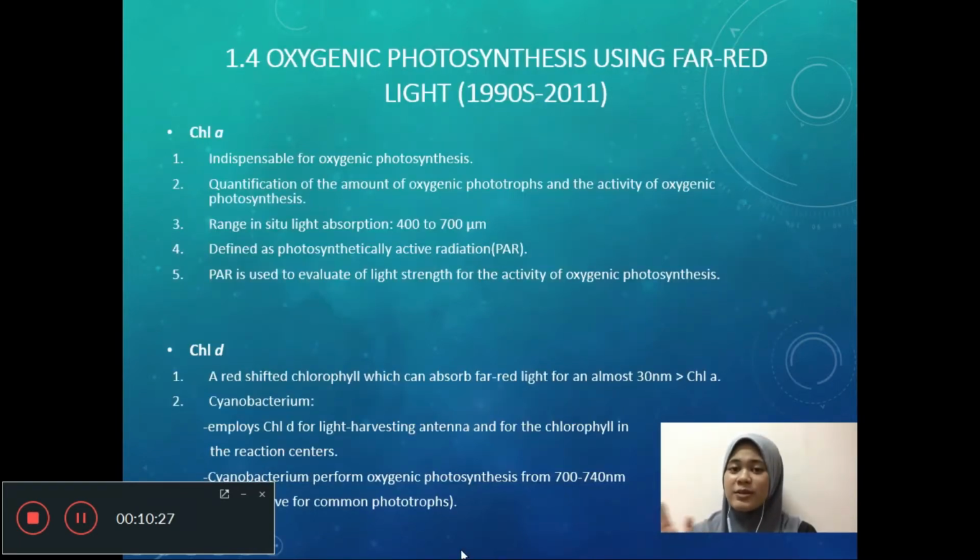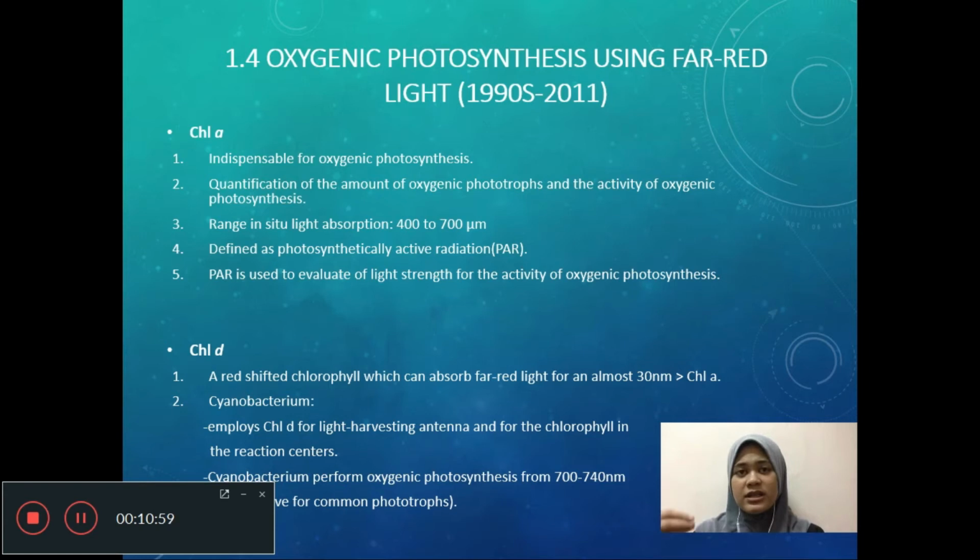Let's move to the new subtopic, which is oxygenic photosynthesis using far-red light. Okay, first we go to chlorophyll a. Chlorophyll a is indispensable for oxygenic photosynthesis since it plays a role in light harvesting and others. The quantification of the amount of oxygenic phototroph and the activity of oxygenic photosynthesis is based on chlorophyll a.